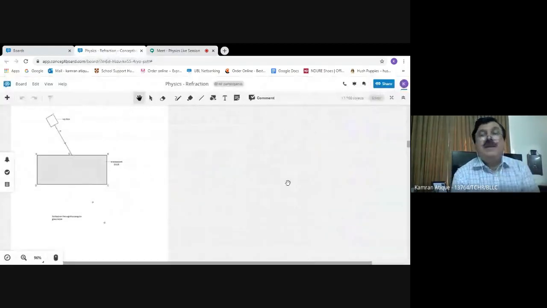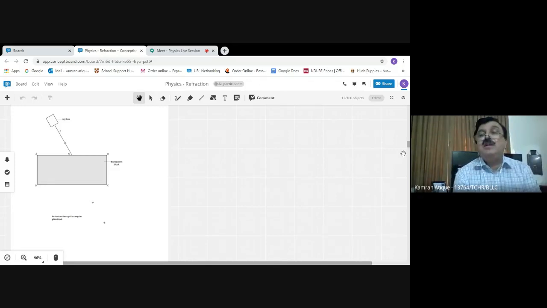As an example, this small cross was the position at which pin 3 was placed. This small cross represents the position at which pin 4 is placed. This is the case in which the horizontal orientation of the rectangular glass block is taken. So the rectangular glass block has been placed, the ray box has been placed here, and light is incident at that particular point of incidence. That is all which is shown by the examiner.